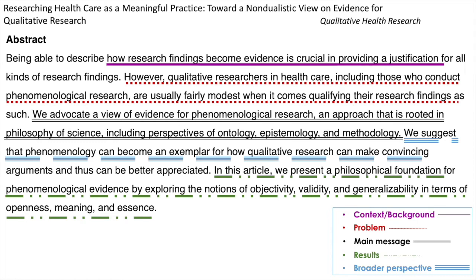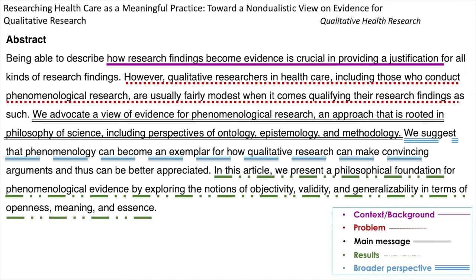Then their main message: we advocate a view of evidence for phenomenological research. And then they state how they're going to approach that. Then they cover the broader perspective, where they are suggesting that phenomenology can become an exemplar of how qualitative research can make convincing arguments. And then they share some of their initial results by saying, in this article we present a philosophical foundation for phenomenological evidence by exploring the notions of objectivity, validity, and generalization. This is quite a good abstract.